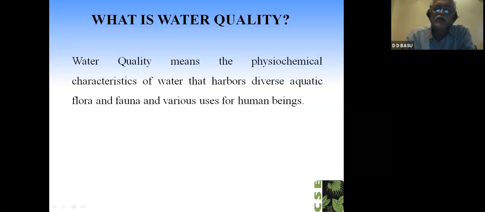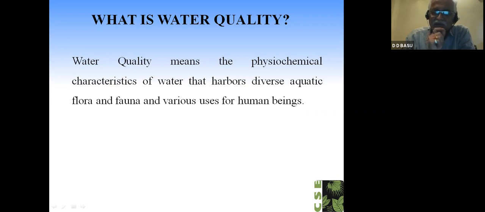Water quality, what do you mean? Water quality means the physiochemical characteristics of water that harbors diverse aquatic flora and fauna. That means it has aquatic flora and fauna and various uses for human beings. So not only the water quality in terms of nitrate, sulfate, but we also see the diversity of aquatic flora and the diversity index you have to see.